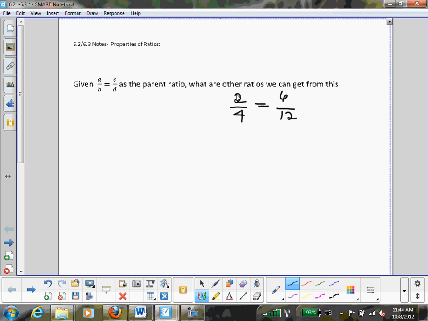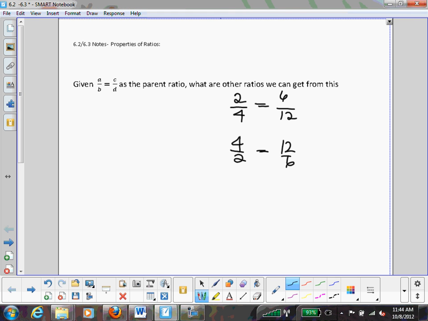So we're not going to reduce. We're going to manipulate those four values and create ratios, which are fractions, right? Okay, give me one, Allie. Four over 2 equals 12 over 6. So we know that 2 over 4 reduces to 1/2, as does 6 over 12, correct? 4 over 2 reduces to 2, as does 12 over 6. So that's the first kind.